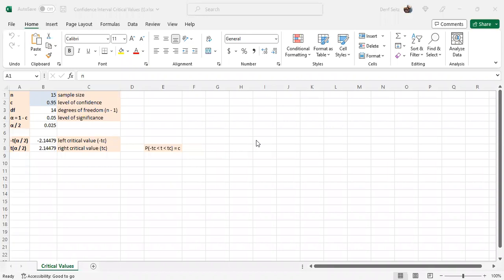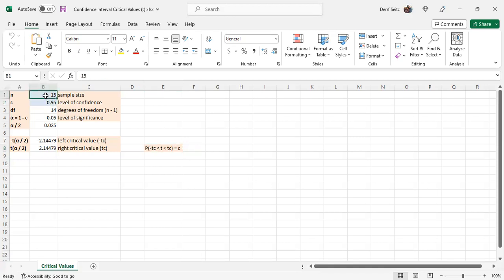This video shows how to calculate confidence interval critical values for the t-distribution. The idea here is to find a left critical value and a right critical value, minus TC and TC, such that the probability of an outcome of the t-distribution falling in that interval will be equal to C, the level of confidence that we're interested in.